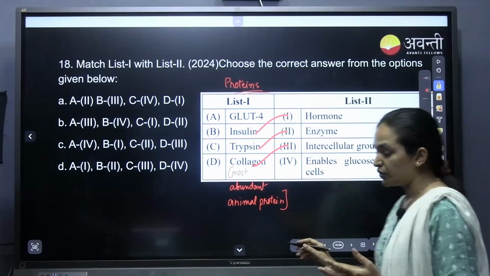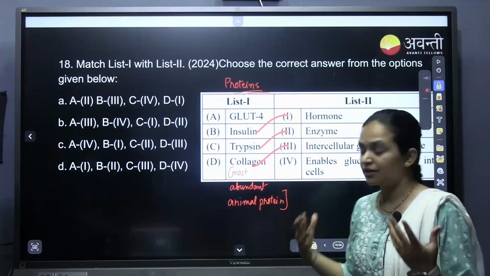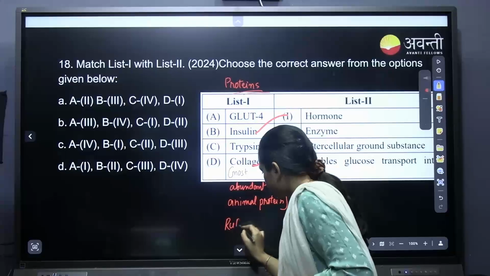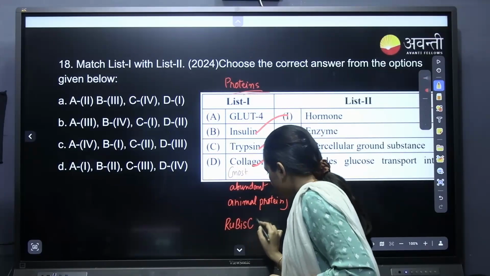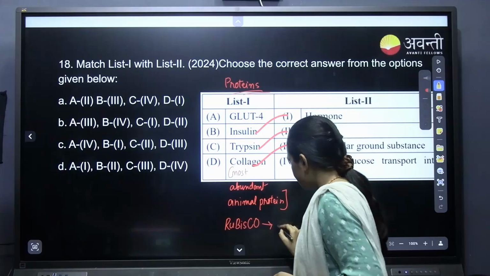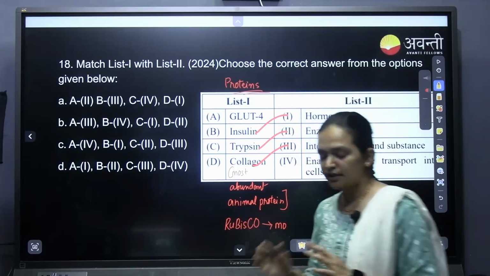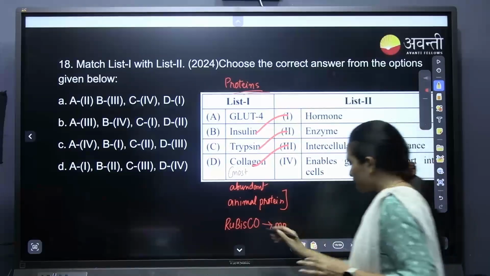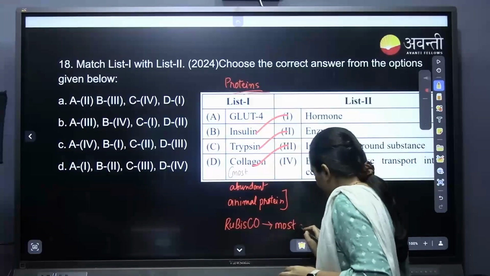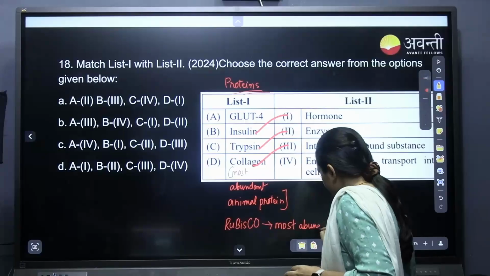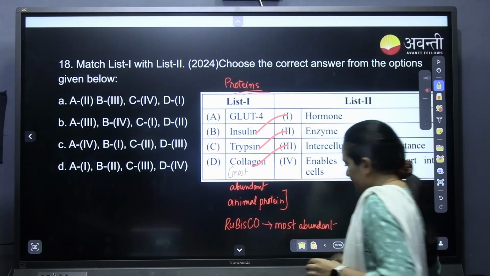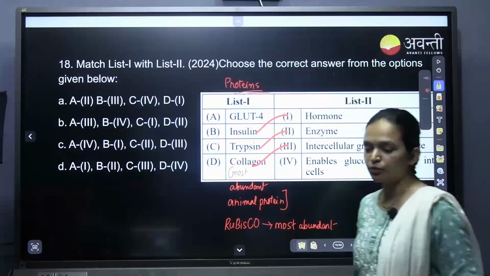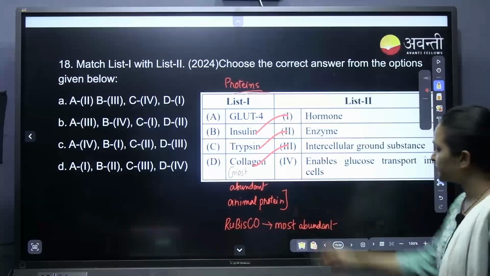You may ask, which is the most abundant protein in the whole world? That is Rubisco. When it comes to both plants and animals, wherever it is in the whole world, Rubisco is the most abundant. Even in plants, everywhere. When it comes to animals, collagen is the most abundant. Okay, so which makes D3.